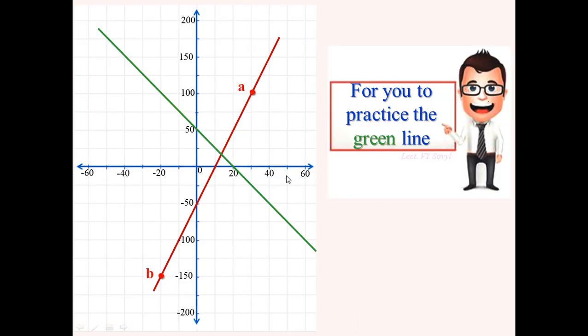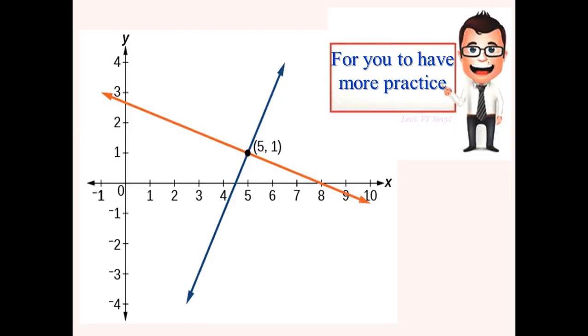Okay, so this is for you to practice. Green one: find the slope, find the intercept, and make the equation. To have more practice, you have the red one and the blue one. Find the equation. You can use the first method, or you can use the second method, in order to find the equation. Equation of the red line, equation of the blue line.